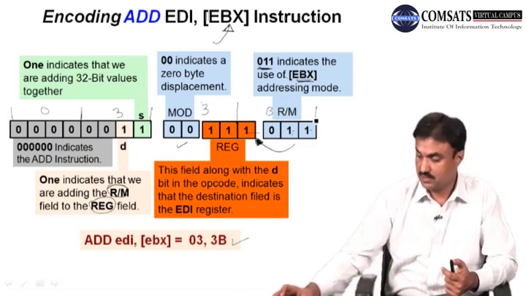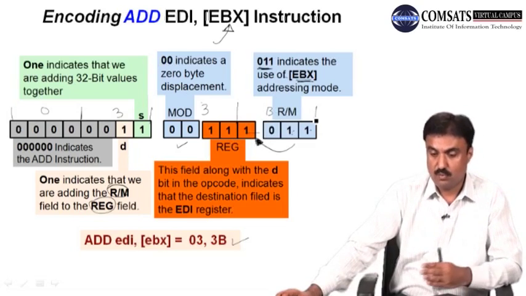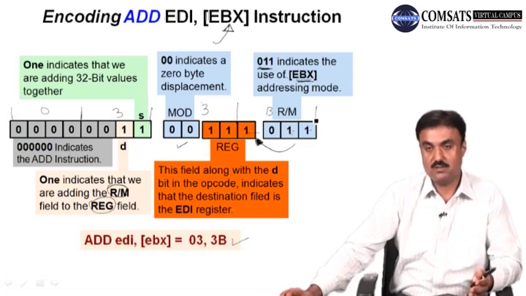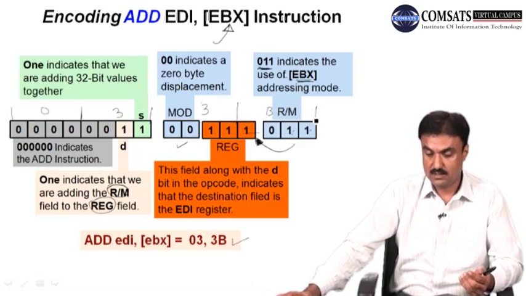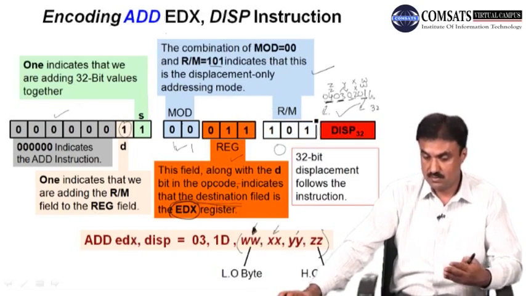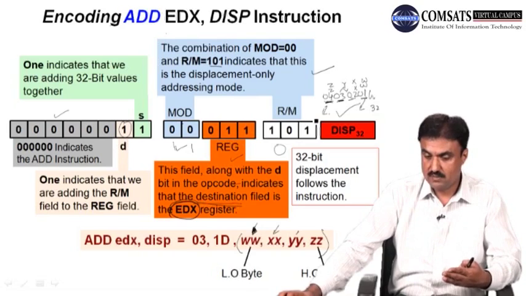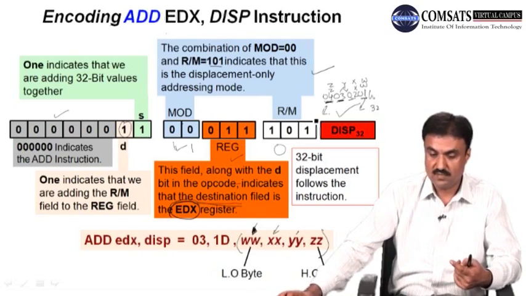The previous one was not a 2 byte instruction. The previous one is more than 2 bytes, 4 bytes for displacement and 2 bytes for this one, so at least a 6 byte instruction. If you go here, 2 bytes plus 32 bits means 4 bytes, so 5 or 6 byte instruction.